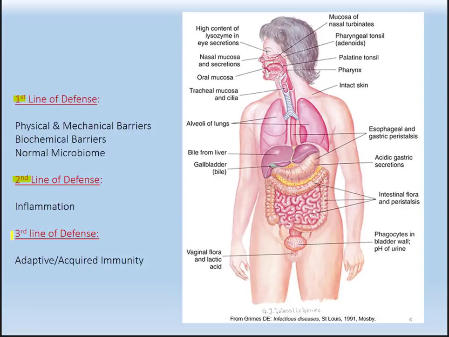lecture focuses on. And then our third line of defense is not part of our innate immunity, so we could say that these first two are part of our innate immunity, so this would be our natural inborn immunity, whereas our third line of defense is adaptive or acquired, meaning that it comes with time. When we're exposed to certain things, our body adapts and acquires immunity to it.